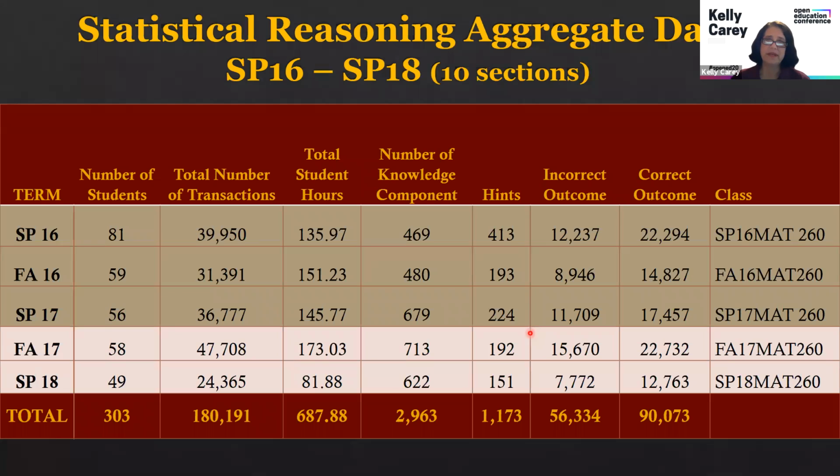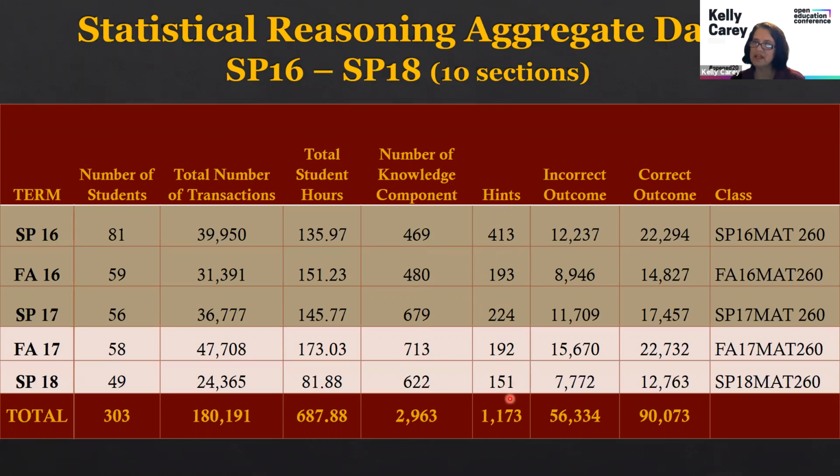Okay. So here is big aggregate data from spring 16 to spring 18. This is all the data for that first using statistical reasoning. This is all face-to-face. The totals, they don't necessarily tell you a whole lot. Total number of transactions in the textbook, in the online environment. This is how many students, my N. Total hours they spent answering assessments in the book and learning from the book. Knowledge components are kind of like objectives that are in the book. I was really interested in the hints.